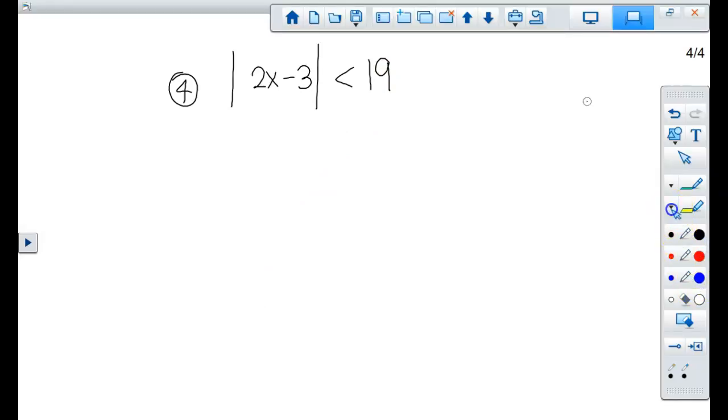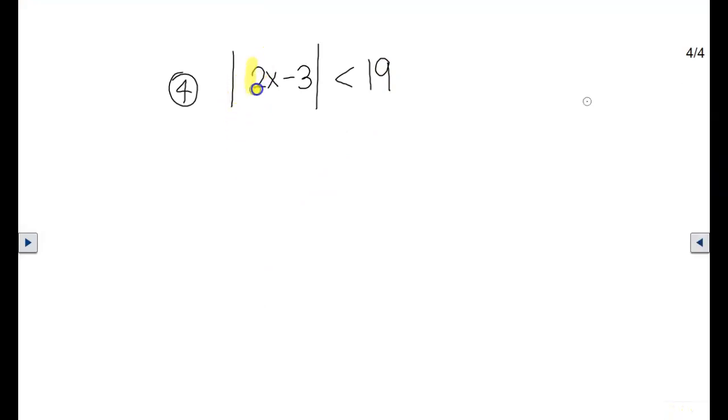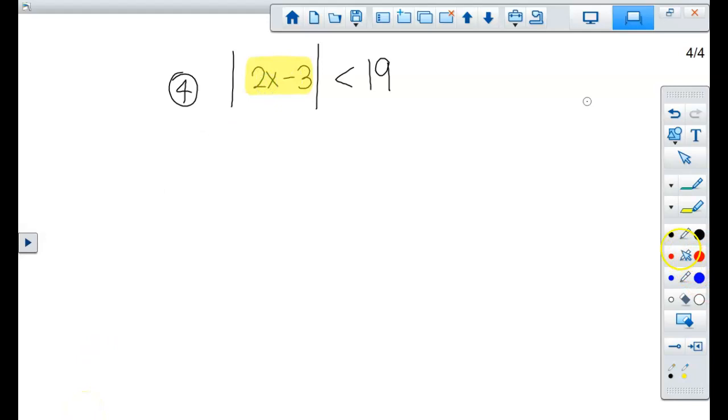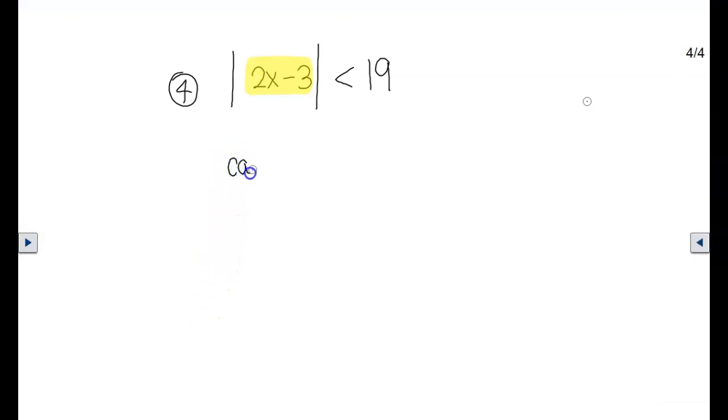All right, here's the next one we'll look at. We're going to do the absolute value of 2x minus 3 is less than 19. All right, what am I taking the absolute value of? 2x minus 3. And what do I know about it? I know that the absolute value of 2x minus 3 is less than 19. So 2x minus 3 is less than 19 spaces away from 0. So to solve this problem, I need a case 1 and I need a case 2.